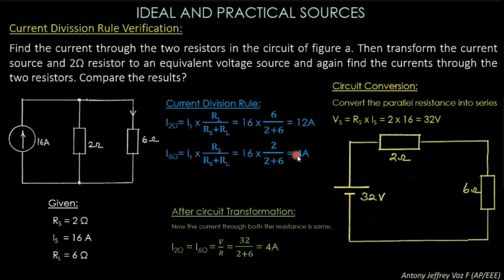If you have any doubts in this, we need to find the two currents. First, we are going to find the current through the 2 ohm resistance. Then we are going to find the current through the 6 ohm resistance. For the 2 ohm resistance, we are going to use 16, that is the source current, into 6 divided by 2 plus 6. For the 6 ohm resistor, we are going to use 2 divided by 2 plus 6. So both the currents can be found easily.